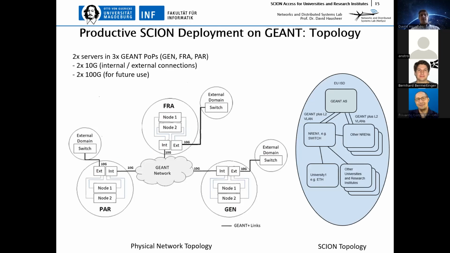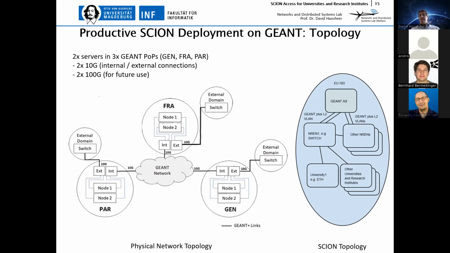So this is just showing how these 6 nodes that I just mentioned are organized in the GÉANT network. As mentioned, there are 3 GÉANT locations, Geneva, Frankfurt, and Paris, where 2 servers each are running. These servers are connected with each other using 10G links across the GÉANT network. And they also have 10G connectivity to external domains.